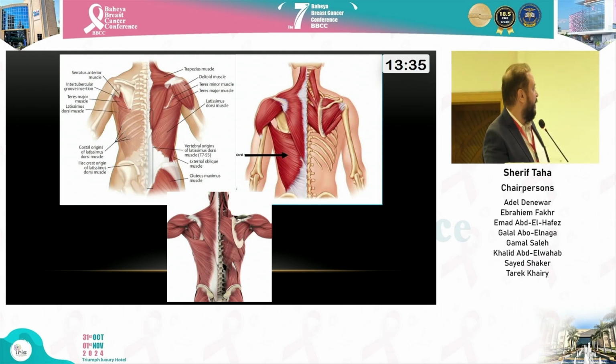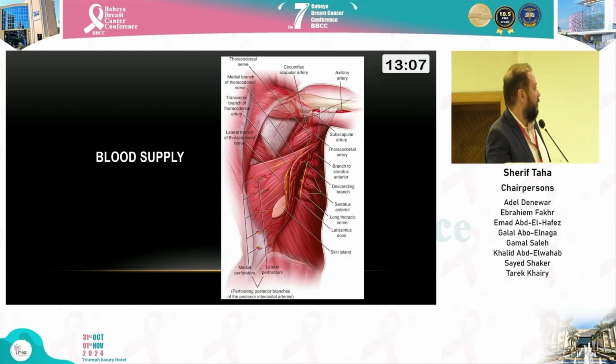You'll try to dissect the muscle from its natural origins, from its lumbar fascia, the trapezius, the external obliques here, and to raise it over its tendon and rotate it to the front. Of course, as we all know, blood supply is by the thoracodorsal pedicle and other blood supply from the lumbar vessels.